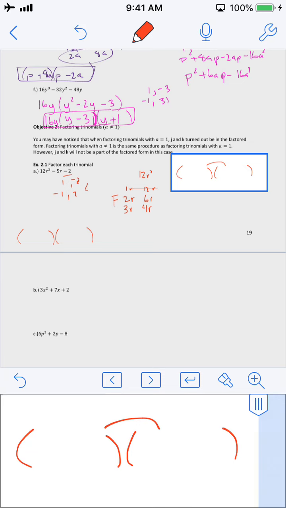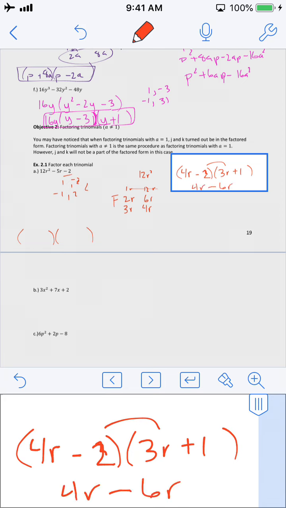Let's do... We'll do 4r minus 3 and 2r... No, not 3. 3 is not an option. Minus 2 and 3r plus 1. Okay, I'm going to go with that combination. Maybe I'm right, maybe I'm not. Looking at this, 4 minus 6. Yeah, that didn't work. Okay, so it's not that one.